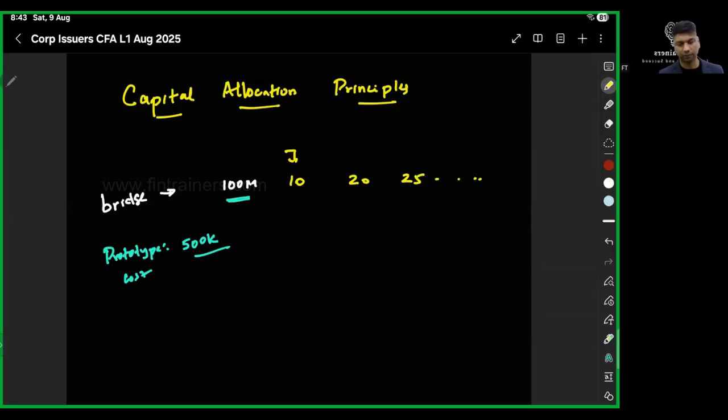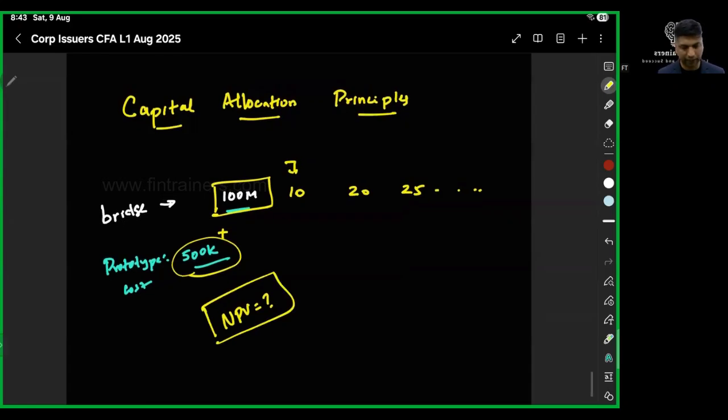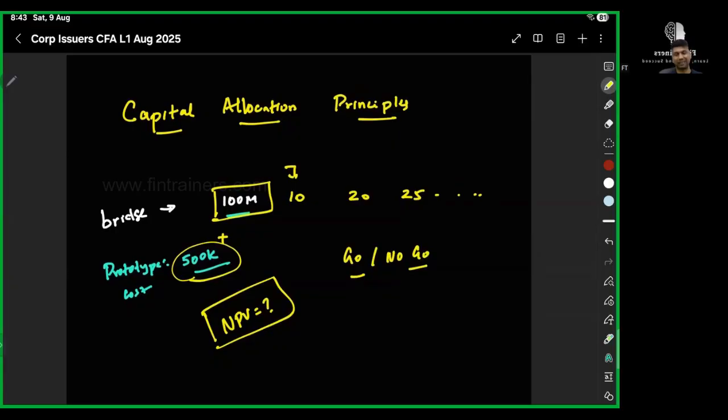The question I want to ask is, this is the cost of the bridge. Do I need to add this 500,000 cost also when I calculate my NPV? Should we include the prototype or any prior costs to the cost of construction of the bridge to make a decision? I'm not talking about how to calculate the NPV. I'm asking a decision whether to go ahead and accept the project or not. Go, no go decision. For that, should we include this prototype cost? Yes or no? A is yes, include the 500K prototype cost.